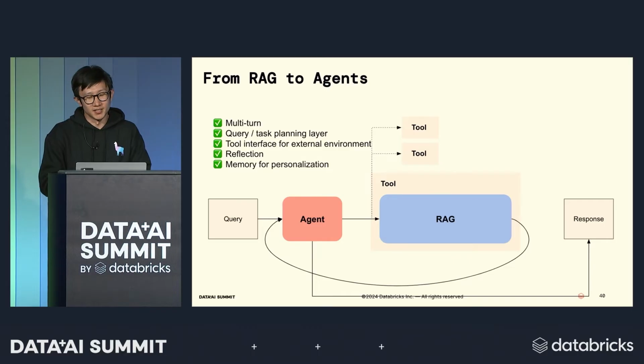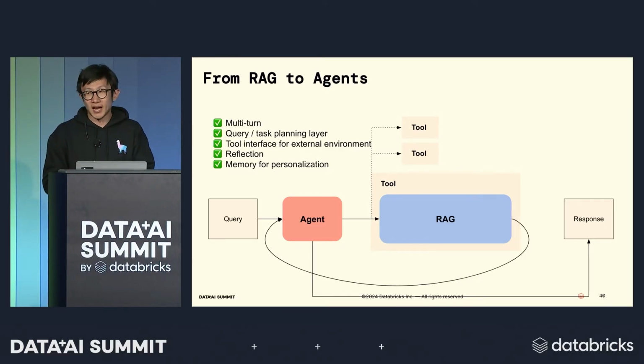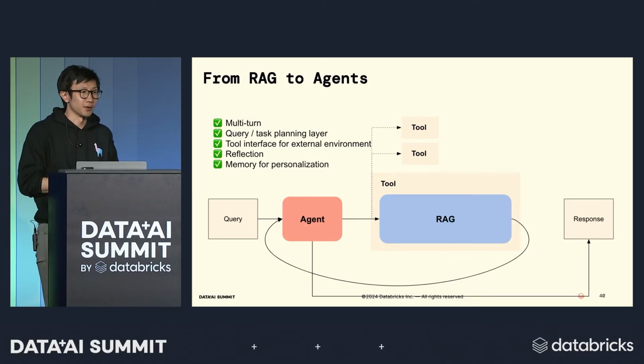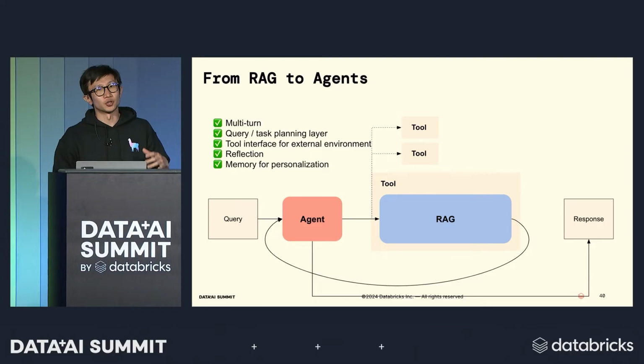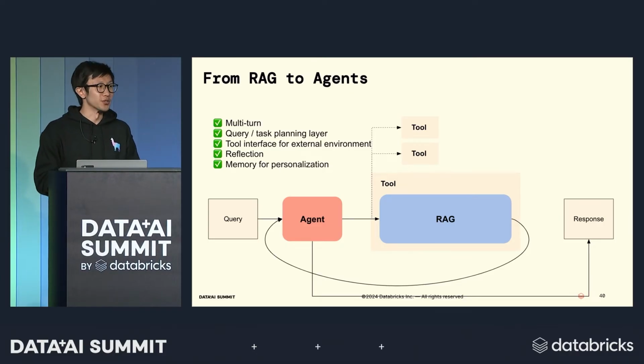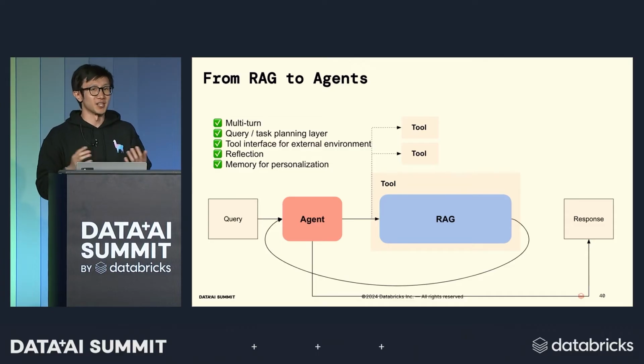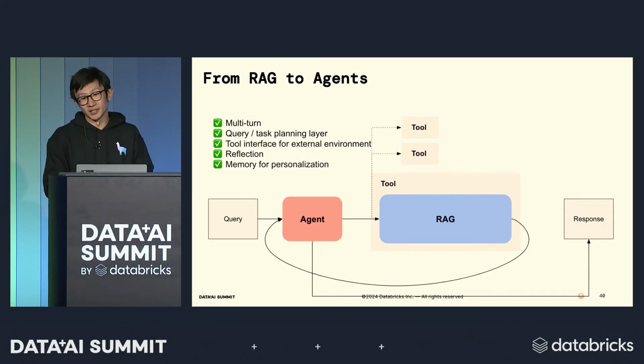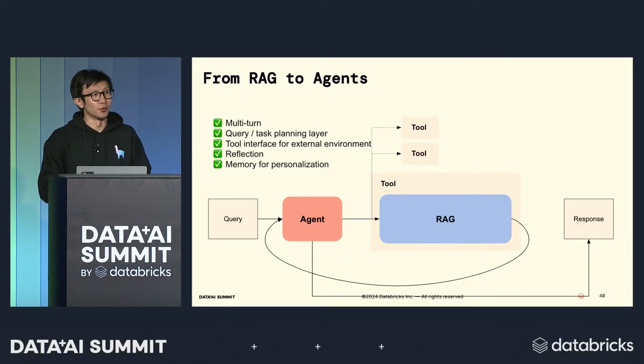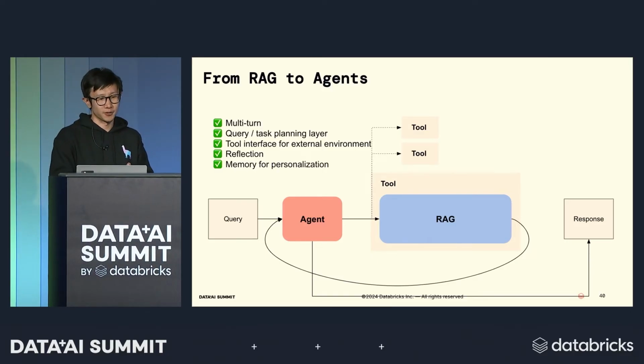It typically is a little bit more multi-turn. There's some sort of query or task planning layer. There's some sort of tool interface for interacting with external tools so that you can treat the vector database as just one tool amongst other tools that you might want to interact with, whether it's a data warehouse, calling Salesforce, or interacting with different types of services like a calculator function, code interpreter, and so on and so forth.